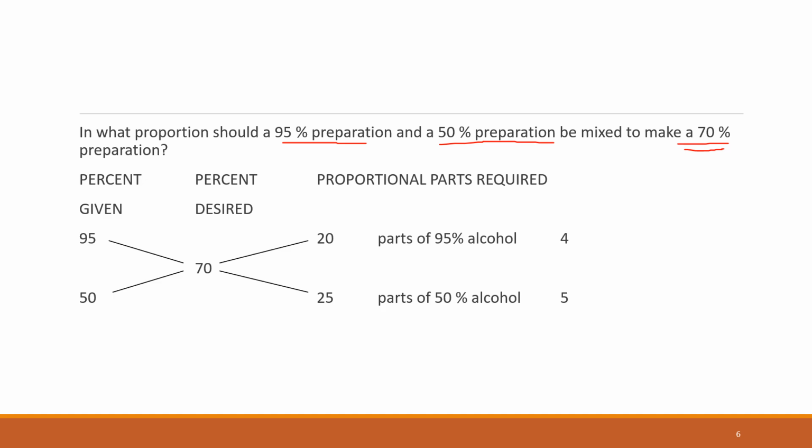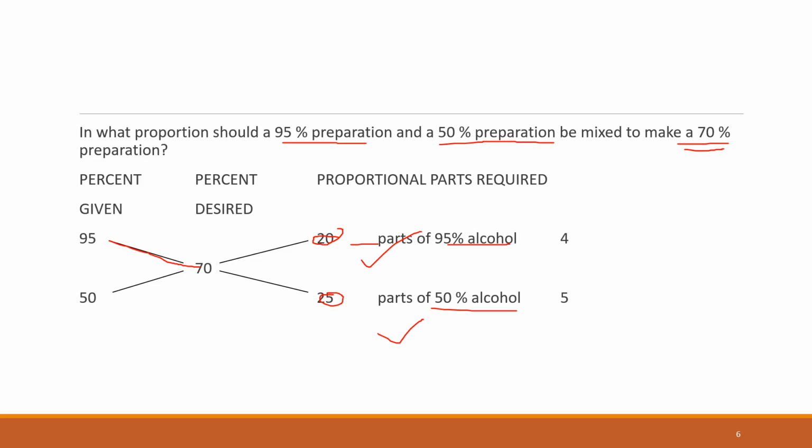So you put 70%, the desired concentration, the highest concentration 95%, and the lowest concentration 50%. You subtract 70 from 95, which equals 25, and then you subtract 70 from 50, which equals 20. So how do you read this? It means 20 parts from the 95% alcohol and 25 parts from the 50% alcohol. So basically this is the proportion: 25 of the 50% alcohol and 20 of the 95% alcohol.